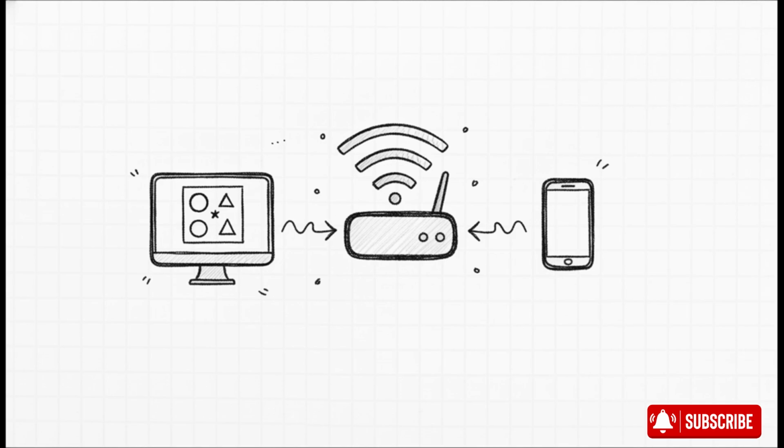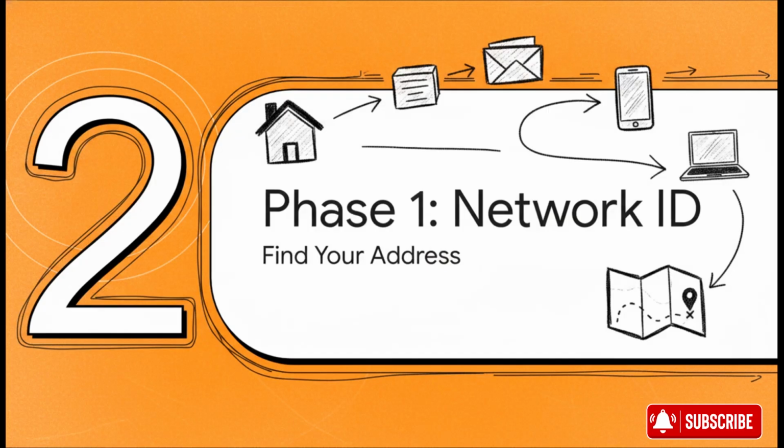But listen, here is the absolute most critical part of this whole thing. Both of your devices must be connected to the exact same Wi-Fi network. Seriously, a cell data plan on your phone is not going to work for this. Moving right along to Phase 1, network identity.